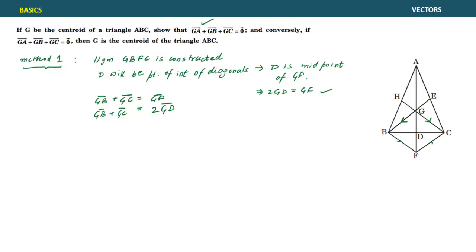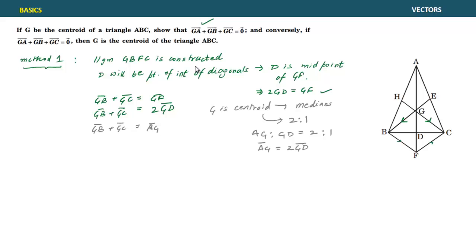Now we also know the property that G is the centroid. How do you get the centroid? Centroid is a property of medians, right? And the centroid divides the medians in the ratio 2 is to 1. So that means AG is to GD is equal to 2 is to 1. Or I can say that AG is nothing but 2 times GD vector. Can we say this? So we know that 2 GD is AG, so let's use this here. So GB plus GC is equal to what? It will become AG vector, right?